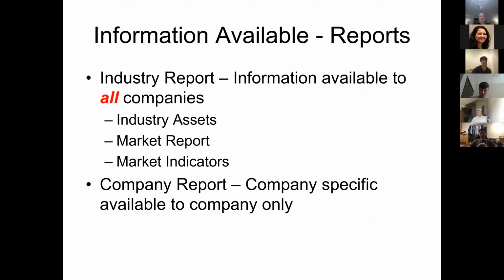Okay, so there's 2 different kinds of output reports. One is an industry report that shows you information on all 12 companies, right? It shows you something about assets, something about the market, and what happened in the last round, like what prices people set and what market share they got. And then there's a separate report, a company report that has more detailed information about your company only, right? So this is what you would not want your competitors to be able to see, is this company report.